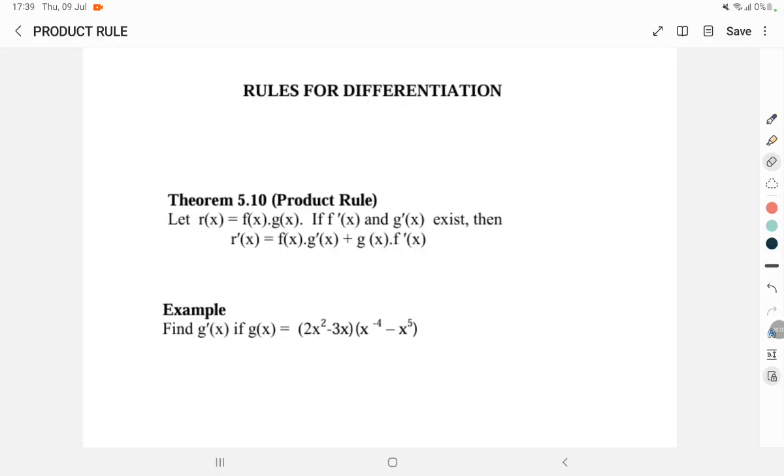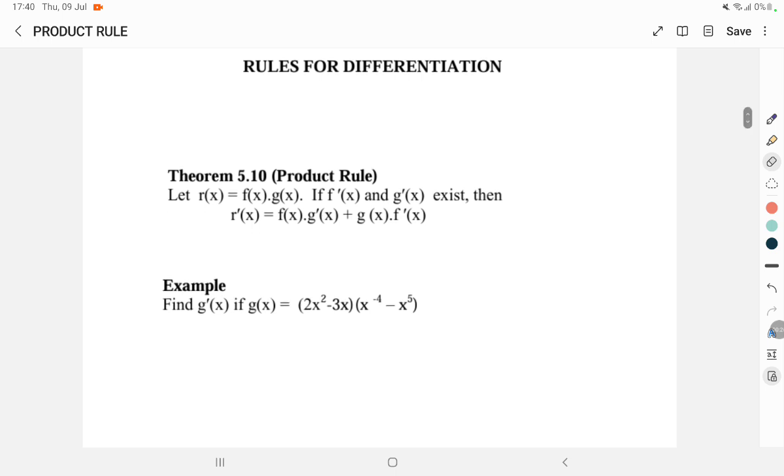So guys, today we're focusing on rules of differentiation. We have Theorem 5.10, which is the product rule. The product rule is one of the rules that we use to differentiate whenever we have two or more functions that are multiplying each other, right?